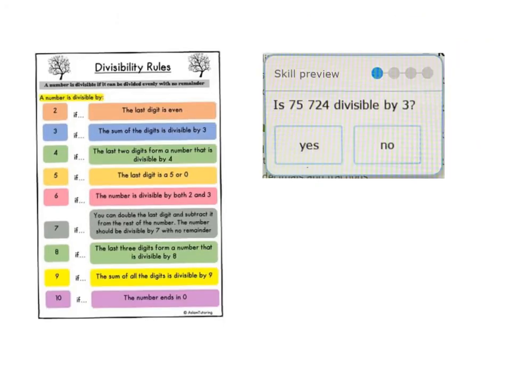So this example says, is 75,724 divisible by 3? Our rule for whether it's divisible by 3 is the sum of the digits is divisible by 3. So let's add those digits up. 7 plus 5 plus 7 plus 2 plus 4. 7 plus 5 is 12. Plus 7 is 19, plus 2 is 21, plus 4 is 25. So, is 25 divisible by 3?